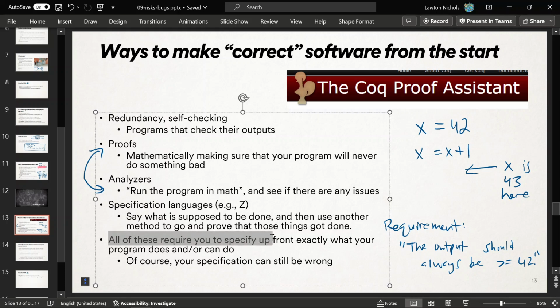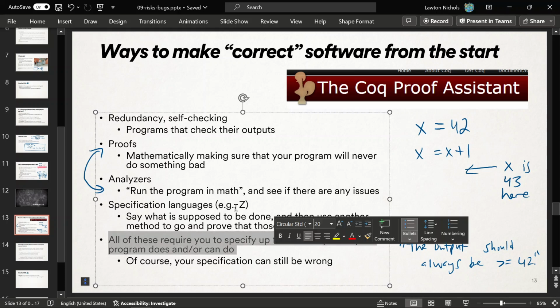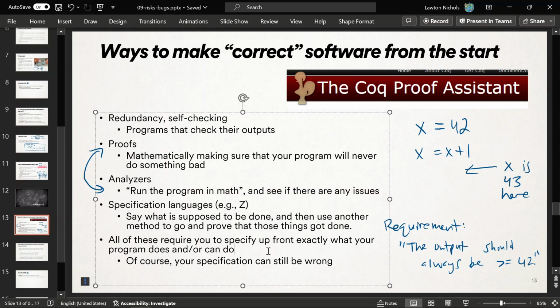Like you are required for all of these, not just when you're using a specification language, to design your program in math essentially. You have to specify upfront exactly what your program can do, what it's eventually going to do, all the possibilities. You have to say exactly what's going to happen in your program.